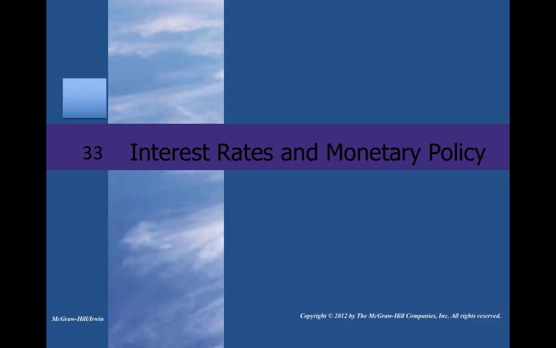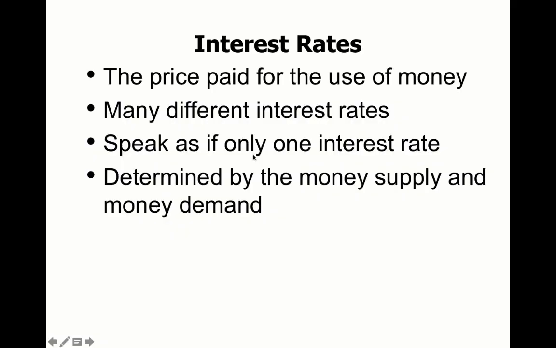All right, everybody, now we're going to talk about Chapter 33, Interest Rates, Monetary Policy. So this is kind of the end of what you guys have come to understand. It's where we really get into how the Fed actually does its buying and selling of bonds. So remember that the interest rate is the price paid to use money. That's nothing new. That's what we're looking at, price paid for using money.